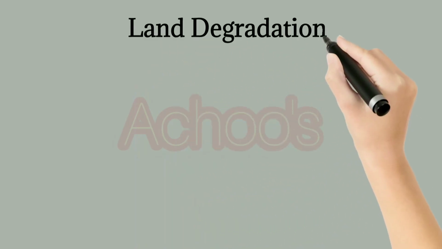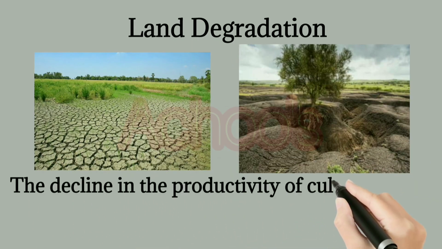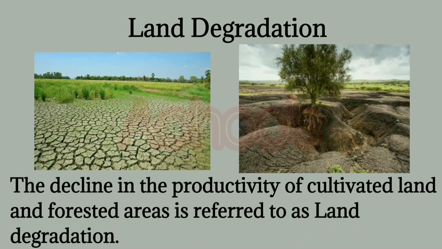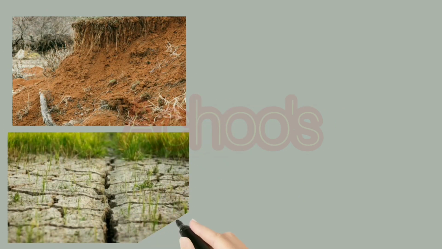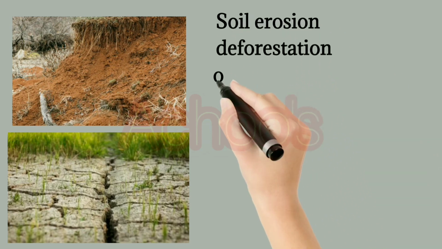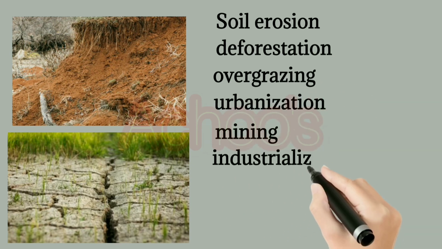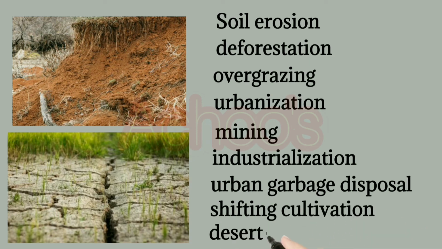Next, we are going to learn about land degradation. What does it mean? The decline in the productivity of cultivated land and forested area is referred to as land degradation. What are the factors responsible for the degradation of land then? It includes soil erosion, deforestation, overgrazing, urbanization, mining, industrialization, urban garbage disposal, shifting cultivation, and desertification.